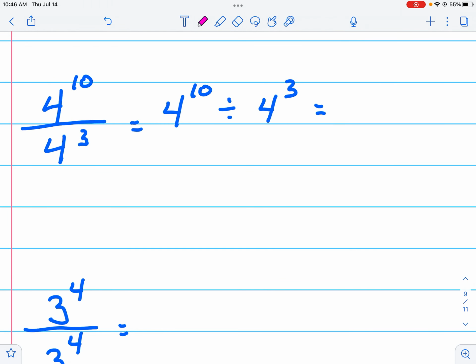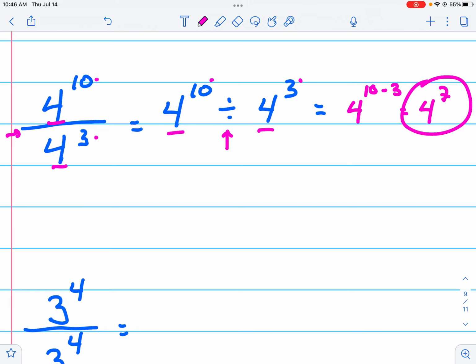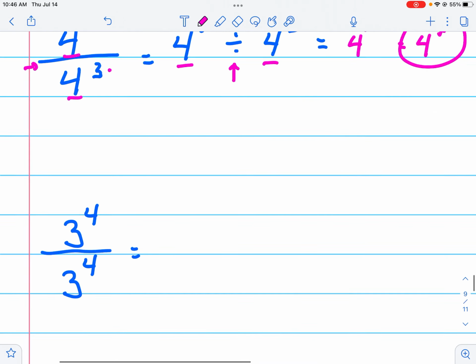If you see division, and the bases are the same, whether it's written with a fraction bar or a line with the two dots and the bases are the same, the rule is that you could subtract 10 minus 3, top minus bottom, or first minus second, same thing. And you get 4 to the 7th, and you're done. Okay, very, very simple there.